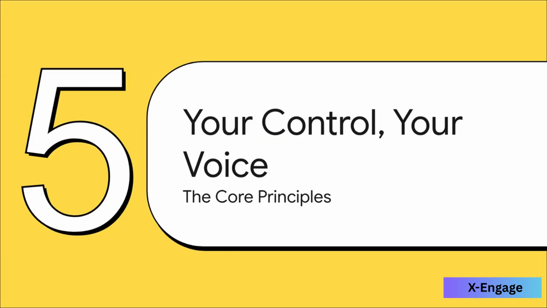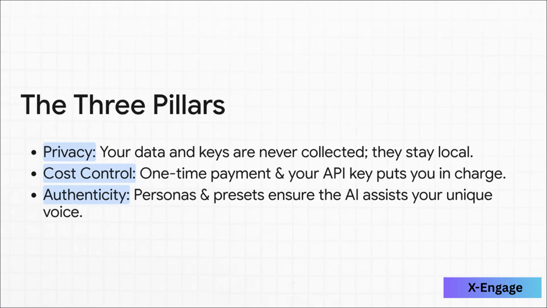So when you put all of this together, the pricing model, the focus on privacy, all the use cases, it really all comes down to a few core principles. It's about putting you, the user, back in control. It all boils down to these 3 pillars. First, privacy. You have absolute control because your data and keys never leave your device. Second, cost control. A one-time payment puts you in charge of your spending. And third, and this might be the most important, authenticity. The AI is there to assist you, to help you find the words, but never to replace your unique voice.